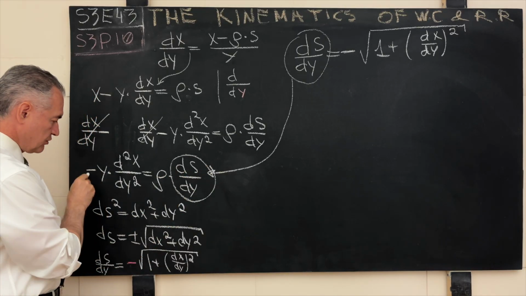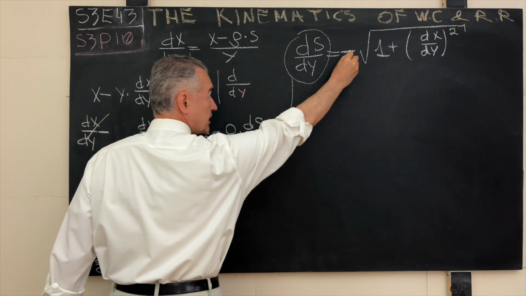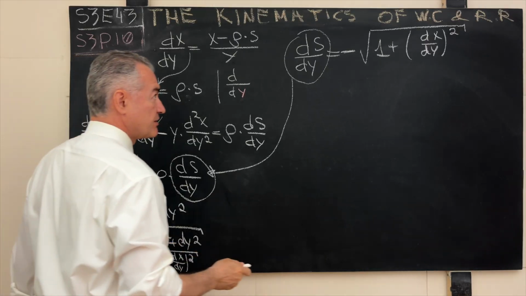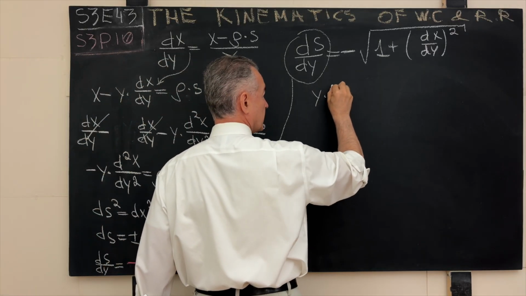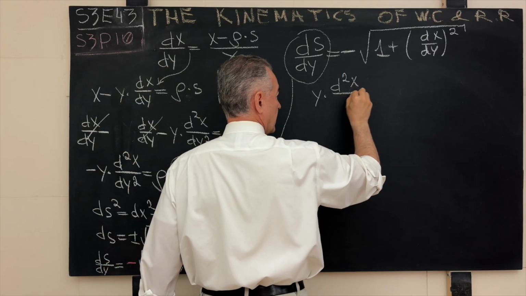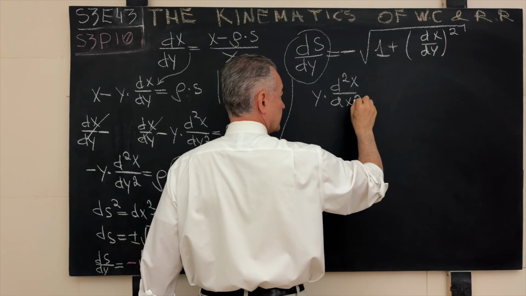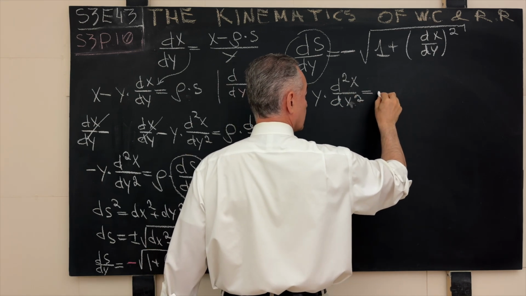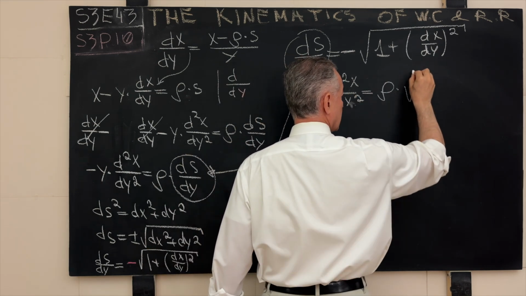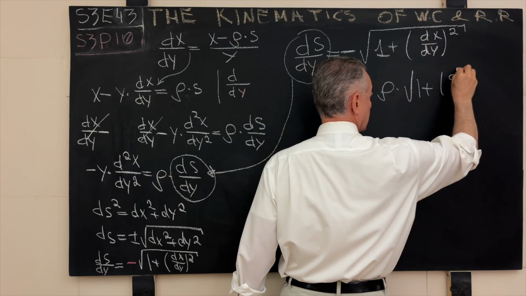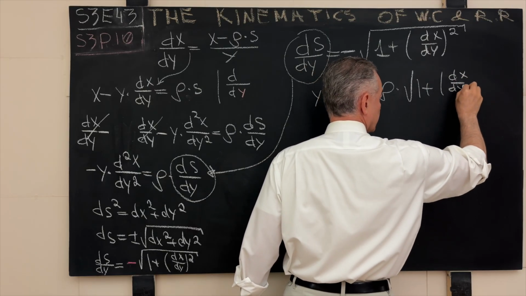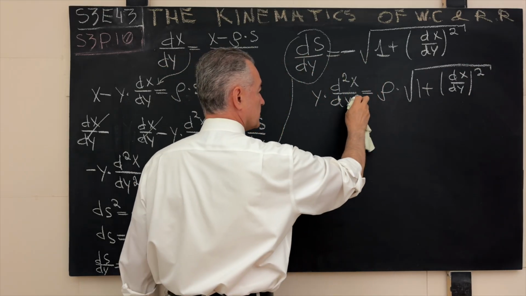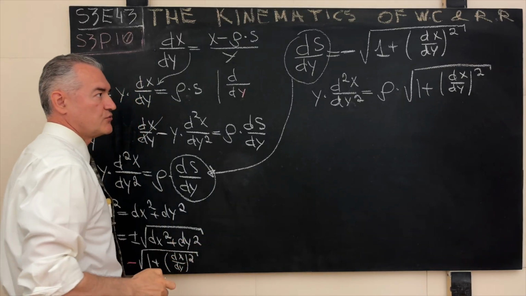And what happens over here? Look, minus sign and minus sign. What does that mean? It means that these minus signs cancel each other out, and we have the following relation: y times d2x over dy squared is equal to rho times the square root of 1 plus (dx over dy) squared, like so. Agreed? So far so good.